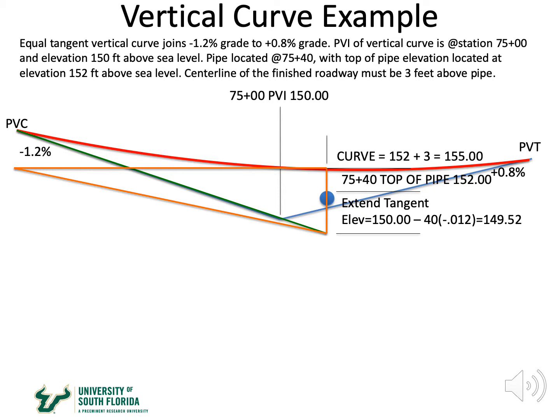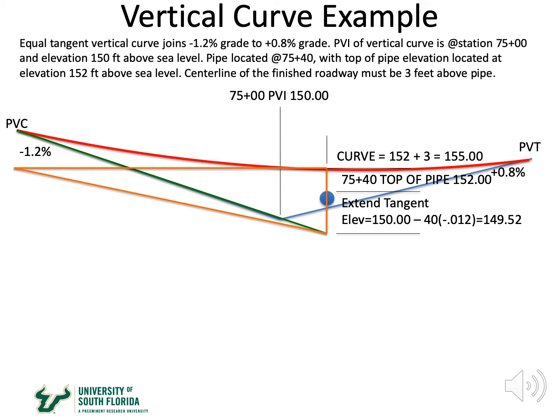So I connect the point at the bottom where the green line sits right underneath the pipe. I draw a vertical line through the center of the pipe. I then draw a horizontal line connecting the finished roadway elevation over to the PVC, and then I connect those 2 points with the hypotenuse. So we know that the elevation of the final roadway needs to be 152, which is the top of pipe elevation, plus the 3 feet of cover here, or the finished curve elevation is 155 plus 00.